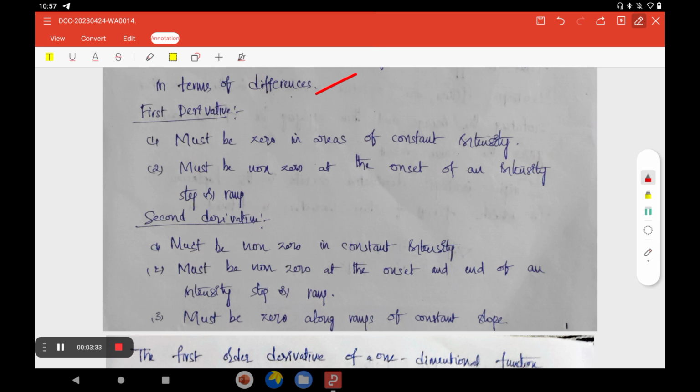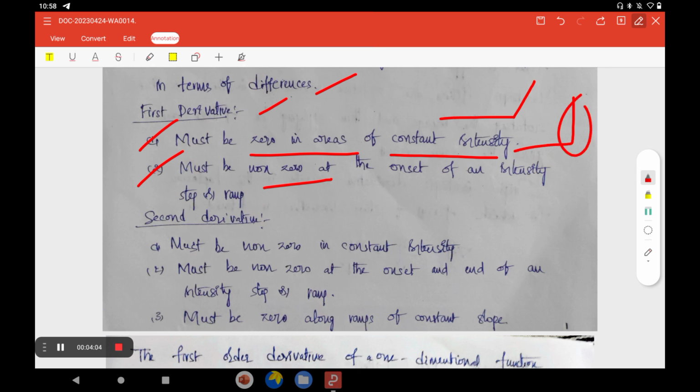Based on this, the first derivative has some important properties. First, the first derivative must be 0 in the areas of constant intensity. Wherever the intensity is constant, if you find the derivative of that constant intensity, that value must be 0. That is point number 1. The second point states that it must be non-zero at the onset of an intensity transition. Suppose there is any intensity transition like this, or maybe a step transition, in these two cases the derivative is non-zero. So that is for the first derivative concept.